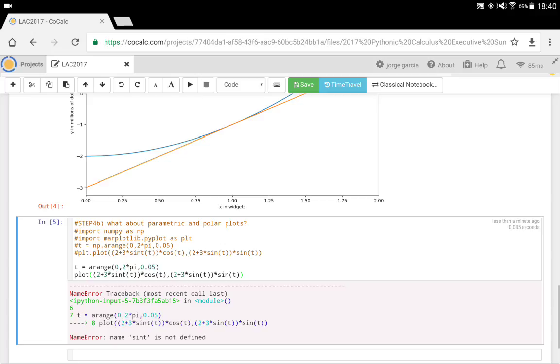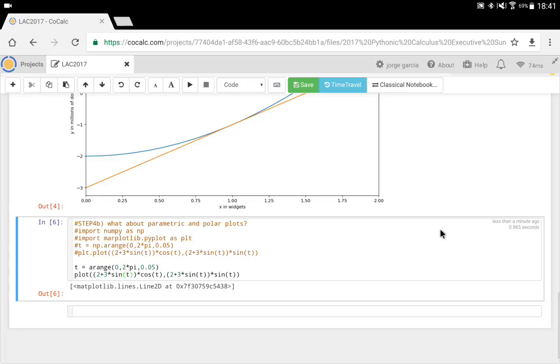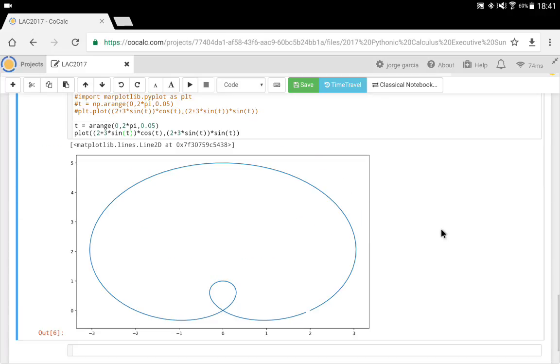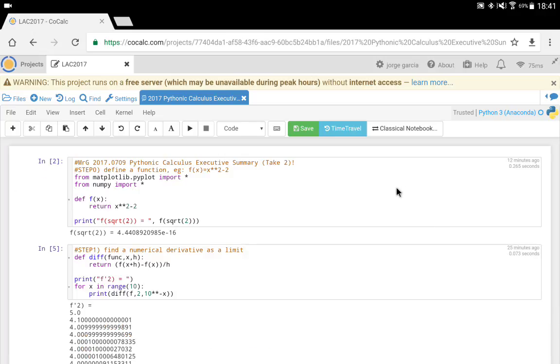And you should get your cardioid with an inner loop, or limaçon. What did I do? Whoops. Where did I write sine t? I wrote sine t somewhere. Oh, where did this come from? Yeah, that was a mistake there, which got propagated here. Control Enter. And your limaçon with an inner loop. Perfect, I like it. Very nice. All right, that's it. Done.